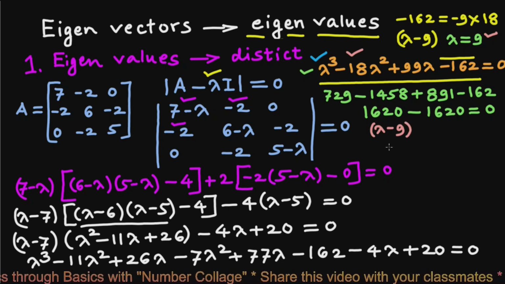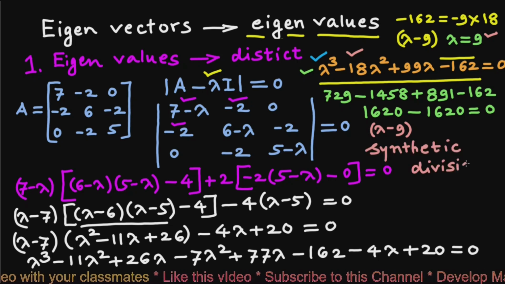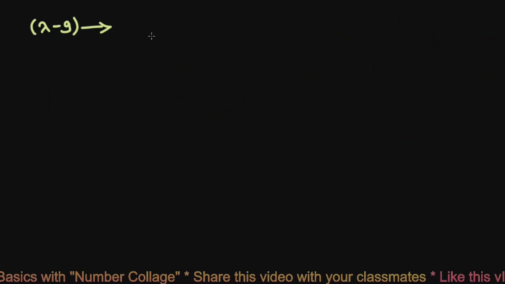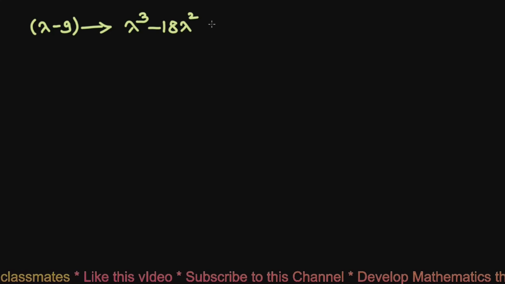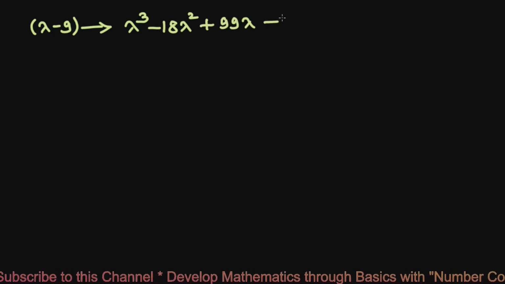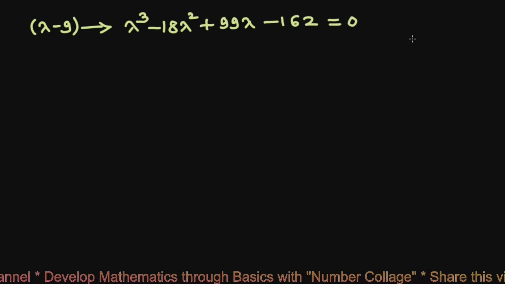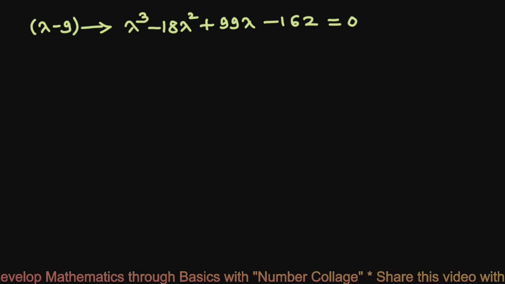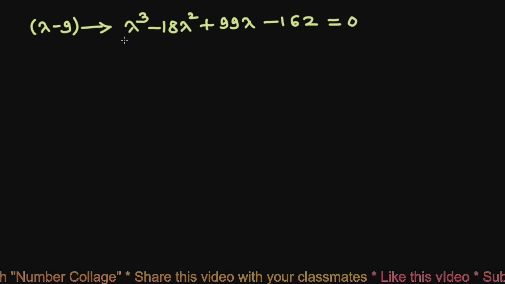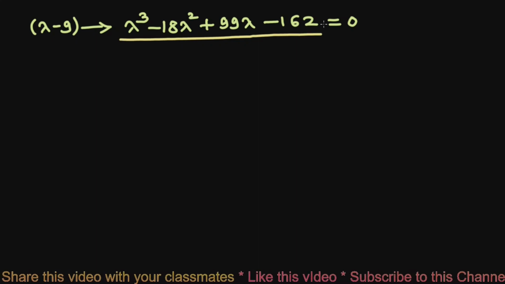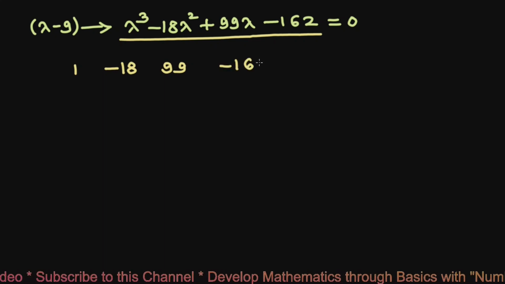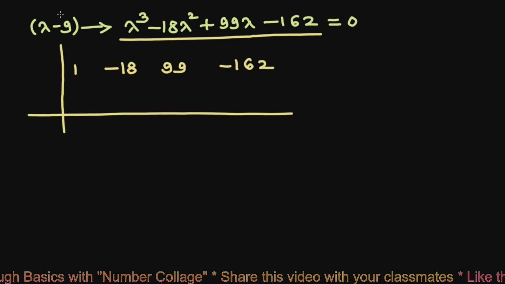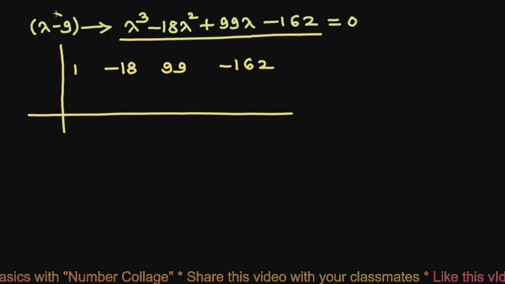The remaining factors can be found out by synthetic division. Lambda minus 9 is a factor of the cubic polynomial lambda cube minus 18 lambda square plus 99 lambda minus 162 equals 0. The remaining factors we will find out by synthetic division. For that, we will write the coefficient form of this polynomial, which will be 1, minus 18, 99, minus 162. Next, we will write the opposite of this minus 9, that is 9 here.